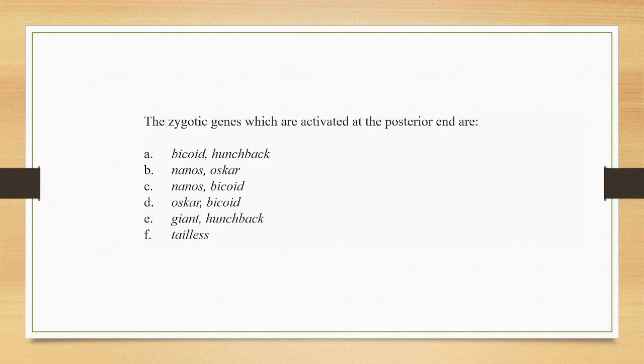Okay, fine. This is the question. The zygotic genes which are activated at the posterior end are... Okay, there are two ends, anterior and posterior. We want to see which are activated at the posterior end: bicoid and hunchback, nanos and Oscar, nanos and bicoid, Oscar and bicoid, giant and hunchback, and tailless. It's a very clever question.